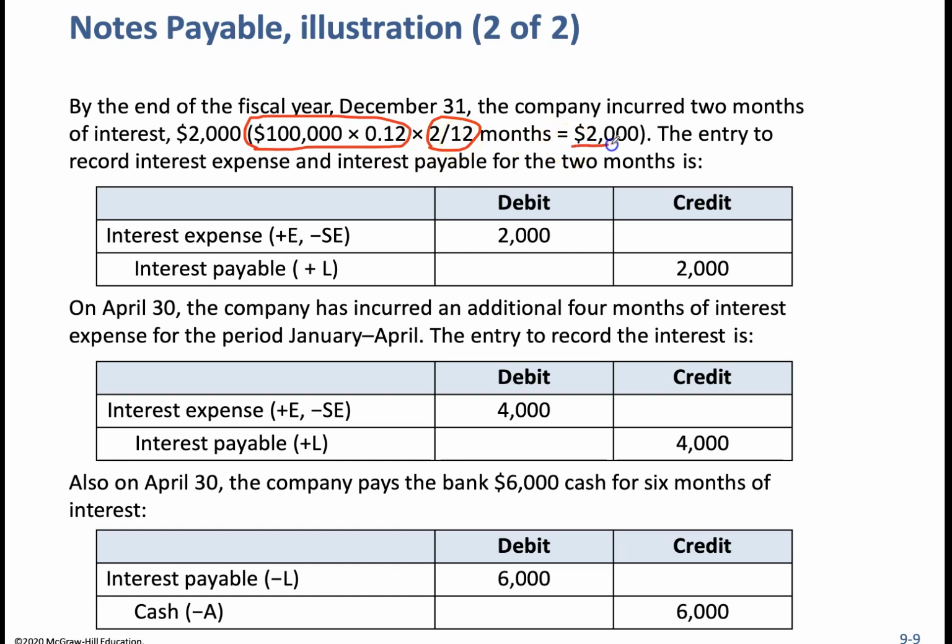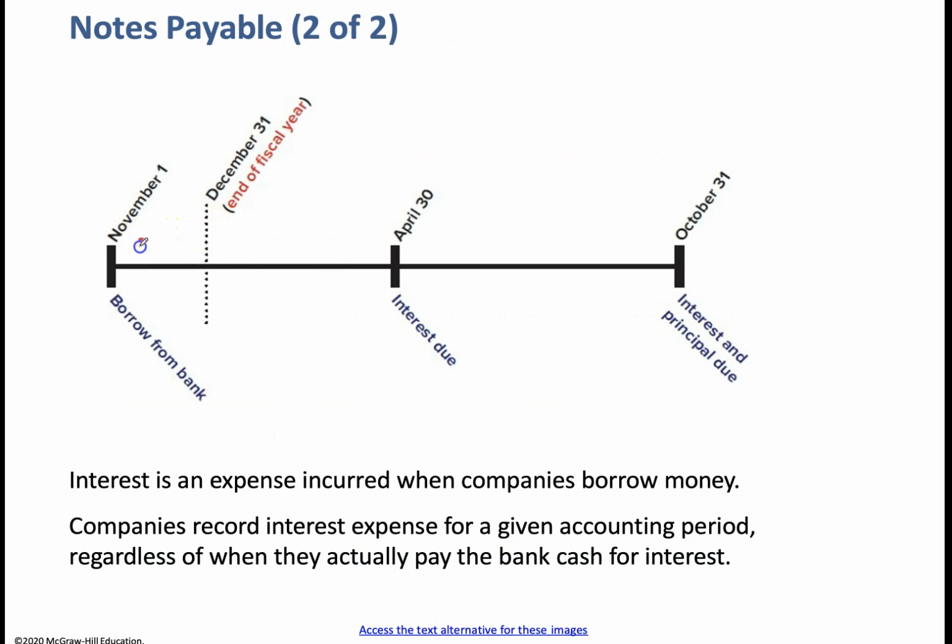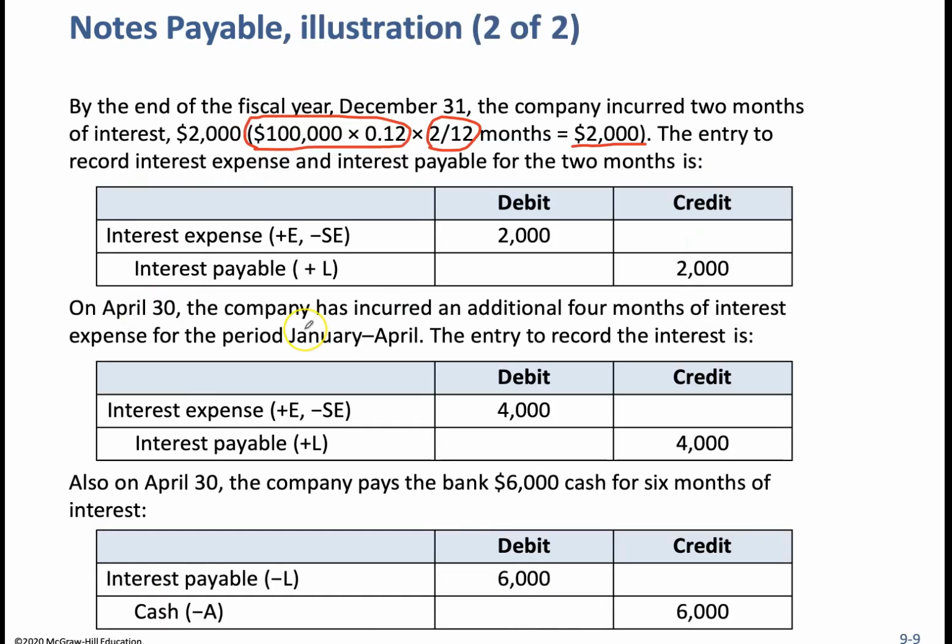That gives us $2,000. So the $2,000 is basically related to using the loan during November 1st to December 31st. We will be debiting interest expense $2,000, crediting interest payable $2,000.